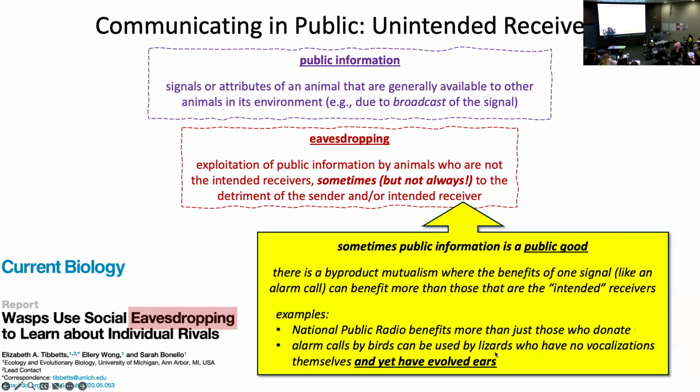There are lizards that have ears that don't have any vocalizations. And you're like, well, why do the lizards have ears if they can't vocalize? Well, it turns out that they're very responsive to alarm calls of other birds. Those alarm calls from the other birds are for their conspecifics, for their family members, and so on and so forth, but it's public information. It is not very costly for those birds to spread that public information, and that has been exploited by the lizards. It's not any harm to the birds for the lizards to use that information, but they have evolved to listen for these bird calls.